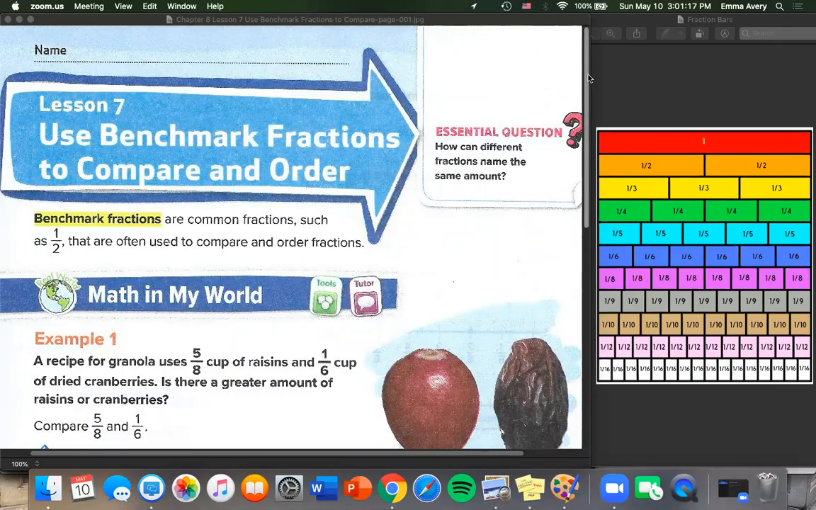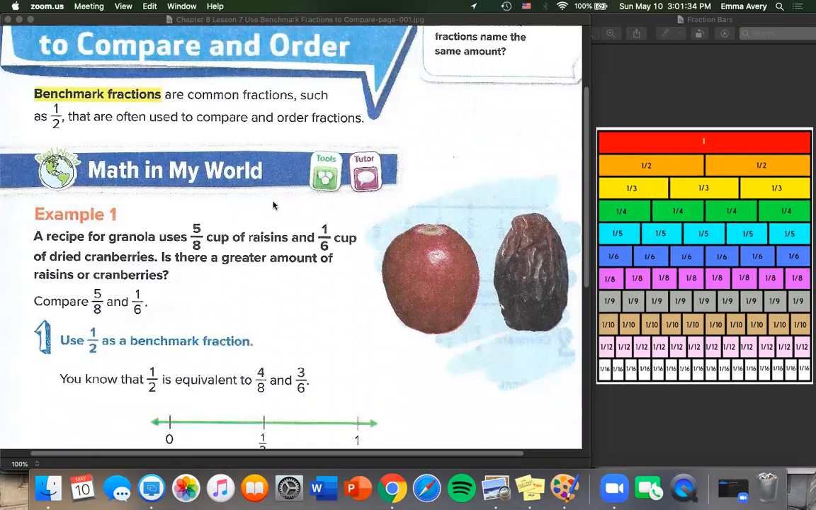We are now going to do lesson 7, use benchmark fractions to compare and order. So let's look at our definition. Benchmark fractions are common fractions, such as 1/2, that are often used to compare and order fractions. So let's look at their example.